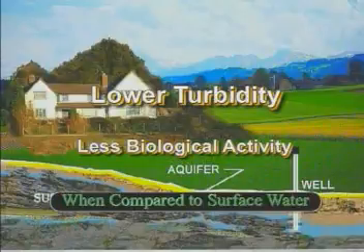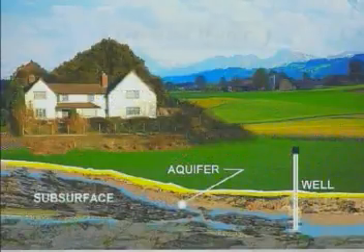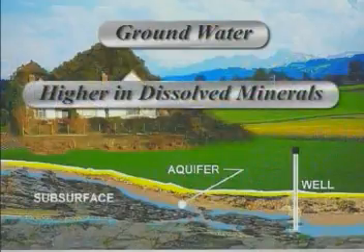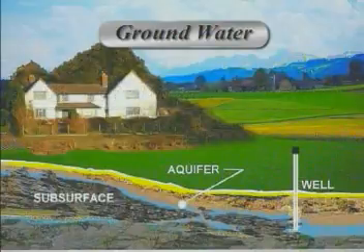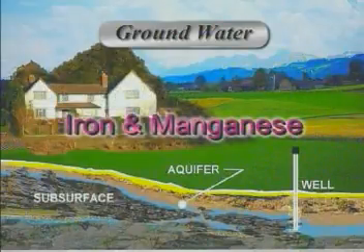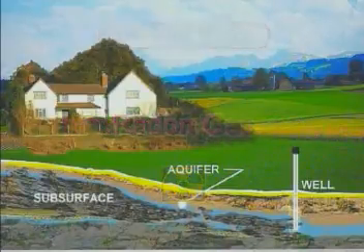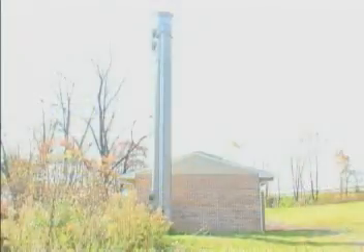Because of the filtering action referred to earlier, the groundwater usually has lower turbidity and less biological impurities than surface water sources. However, the groundwater may in turn dissolve more minerals as it contacts the various elements in the soils, and as a result, may have higher levels of minerals like iron and manganese, or radioactive materials like radon gas. For this reason, aeration towers are a frequent sight accompanying well sources.